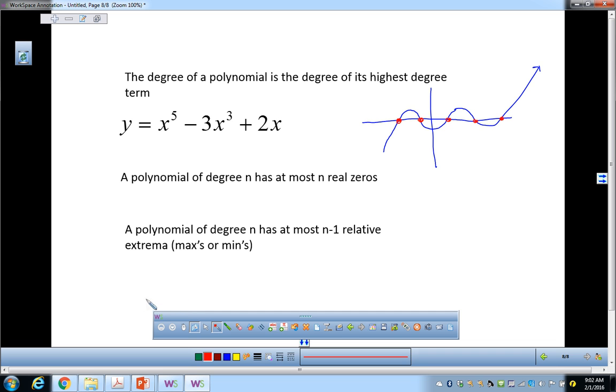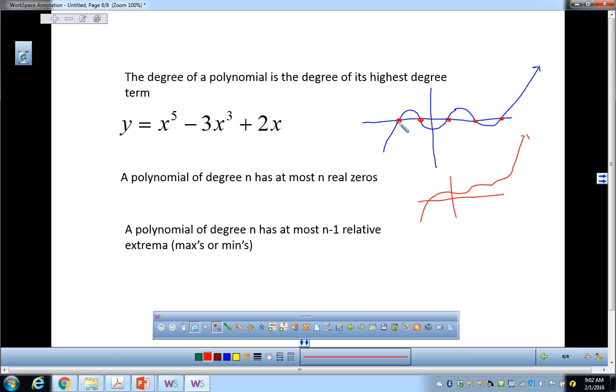Could it have less than 5? Yeah, because it could kind of just bounce here, right, and take off. Or it could go like this. It could go through once, and it could bounce around and go up like that, and only hit it once.